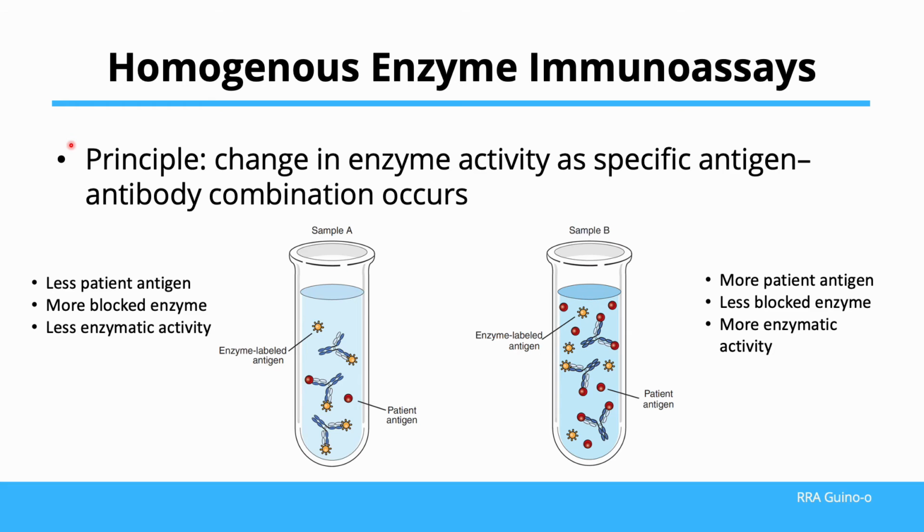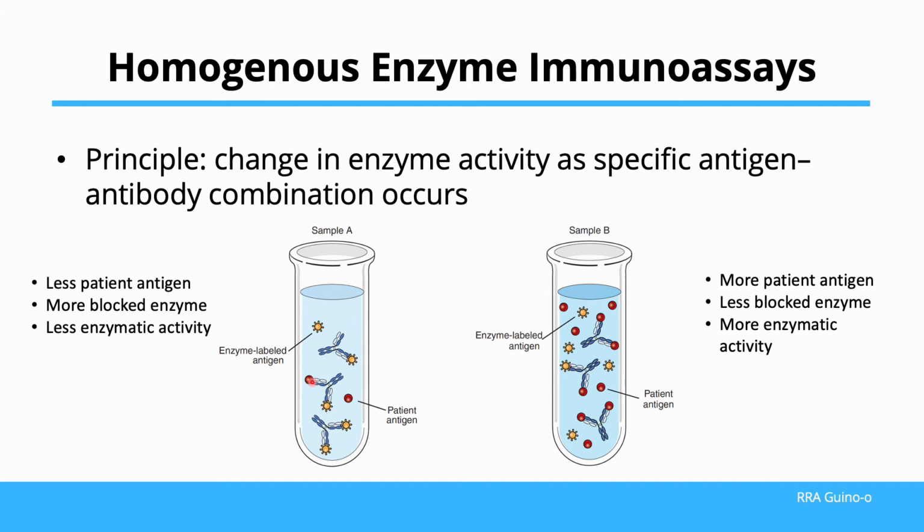So here we have an enzyme-labeled antigen and an unlabeled patient antigen. So we have two samples here. Sample A has very few patient antigens. Meanwhile, sample B has many patient antigens. In a homogeneous enzyme immunoassay, the enzyme label used here is actually inactivated when it binds to the antibody. So when it is free, it is active. But when it is bound, it is inactive.